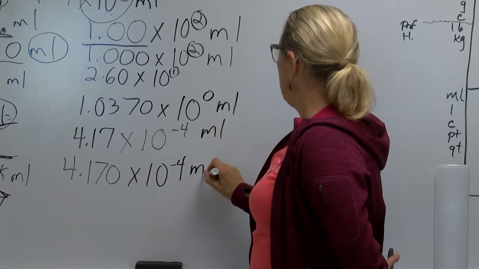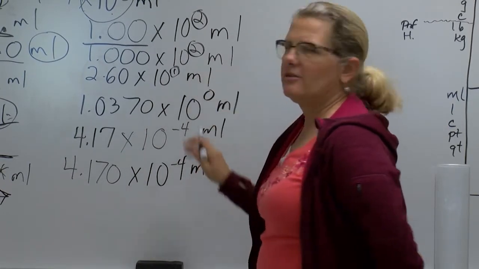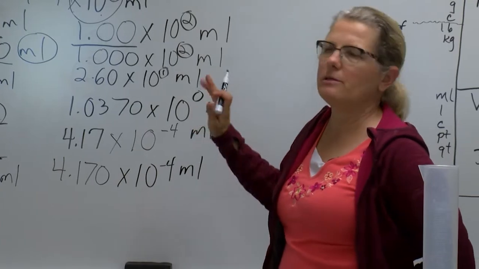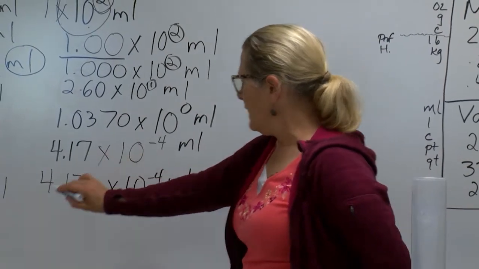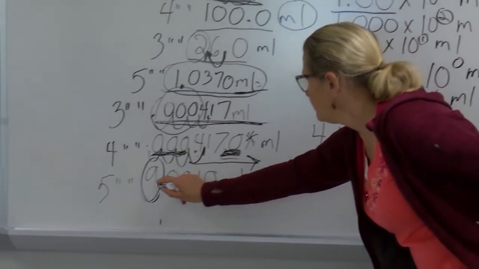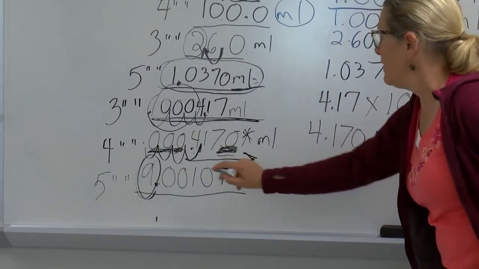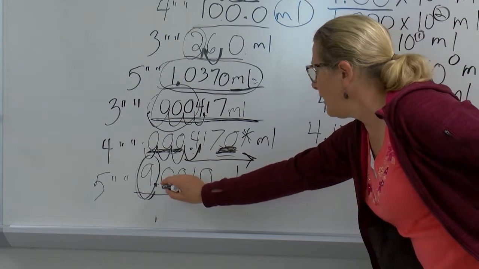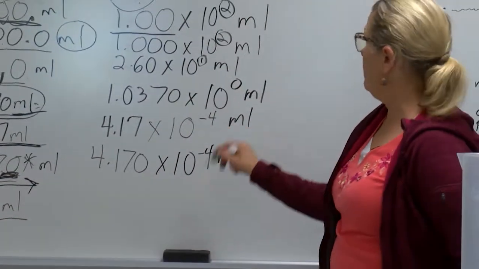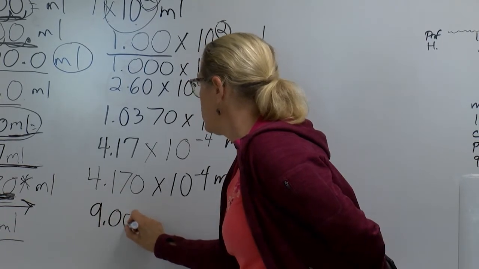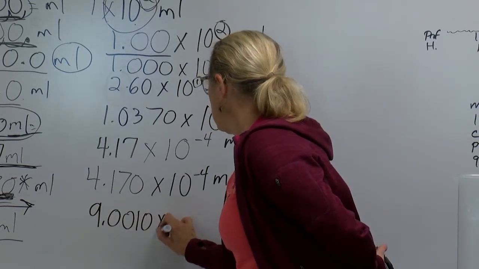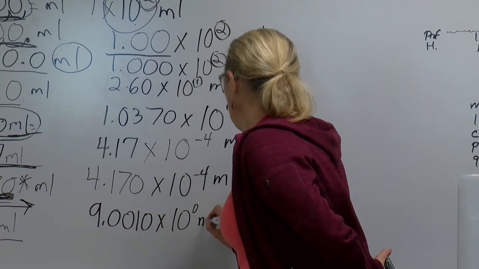Always want to include the units. This could be centimeters, this could be inches, this could be miles, this could be anything. Okay, let's do our last one. 5 sig figs. Am I moving the decimal at all? No. So it's going to be another one times 10 to the 0, 9.0010 times 10 to the 0 milliliters.